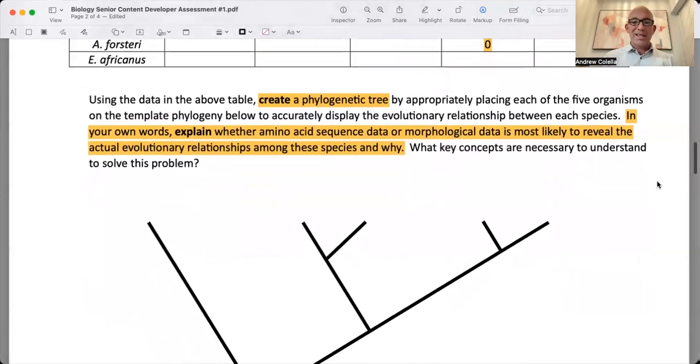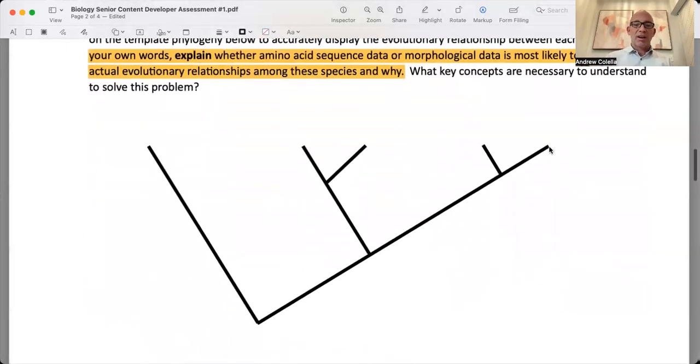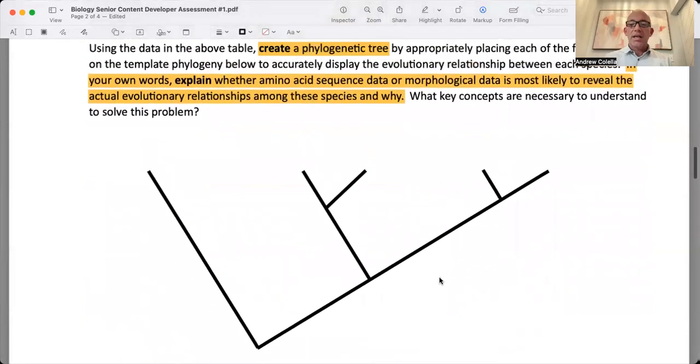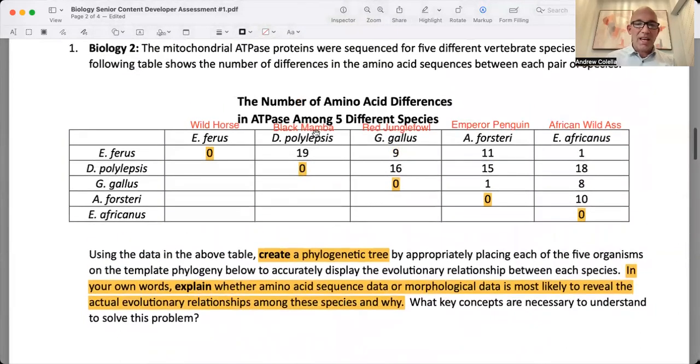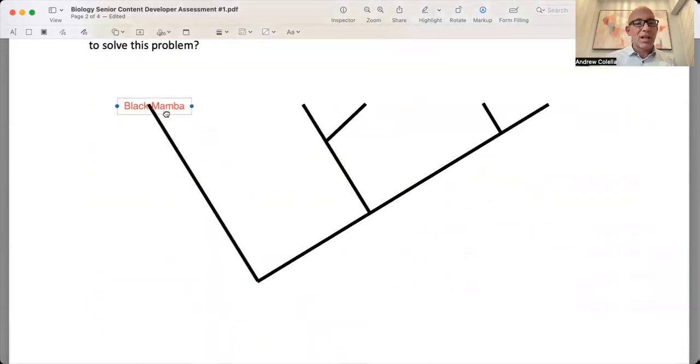So if we slide down and take a look at our diagram, we're going to have to place these organisms on this chart. Because when I compare the black mamba to all the other creatures, I see the largest number of amino acid differences between them. I'm going to drag that black mamba, and I'm not going to commit myself to it, but I'm going to think the black mamba is the one that diverged right here from this common ancestor the earliest.